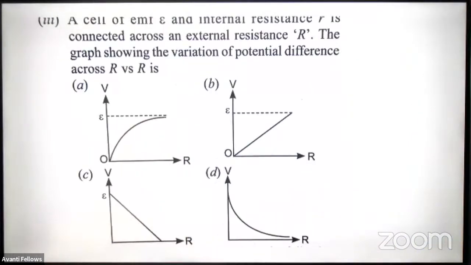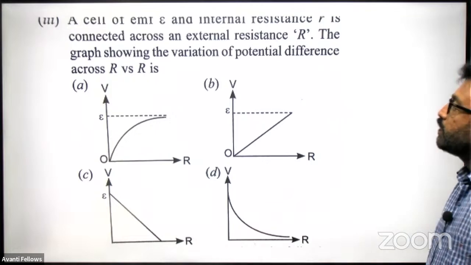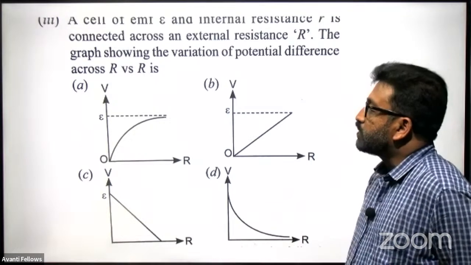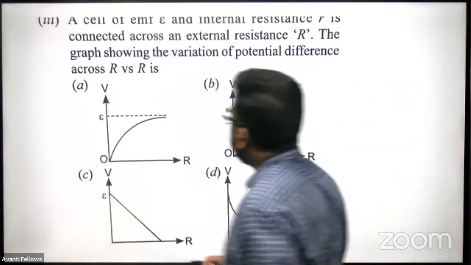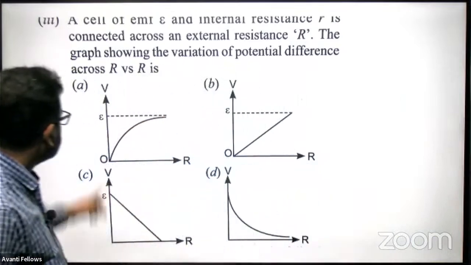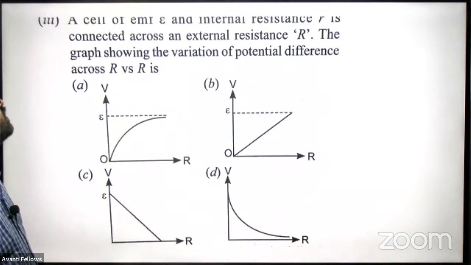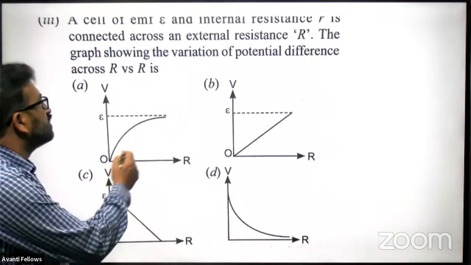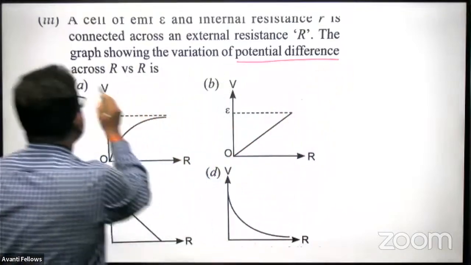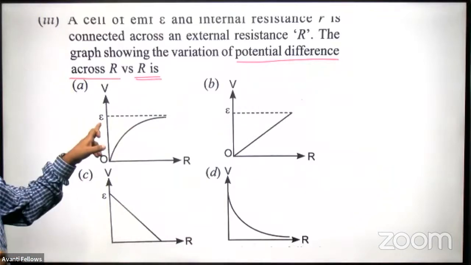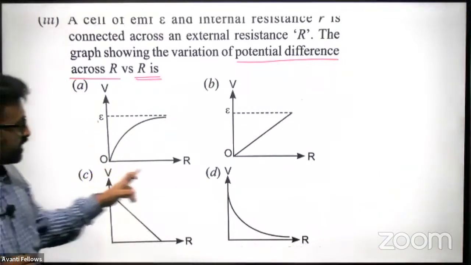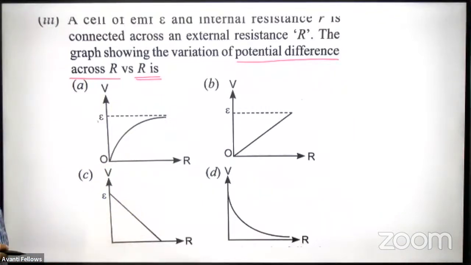See the graph. A cell of EMF E and internal resistance small r is connected across an external resistance capital R. The graph shows the variation of potential difference across R versus R. In the x-axis, resistance is taken. In the y-axis, potential difference is taken. Which of the graphs is correct?